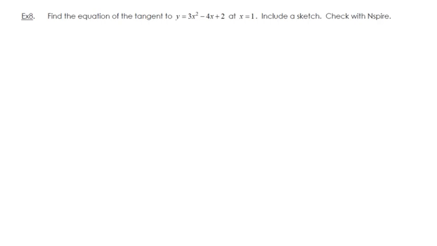Okay, let's go into a word problem. So find the equation of a tangent to, and then they gave you an original function, at x equals 1. So include a sketch. Check with the Nspire. You guys can do that on your own if you want. Let's go through the steps. Number 1, you want to find your slope. So I'm going to use a certain color for that. Why don't we say y prime? Okay.